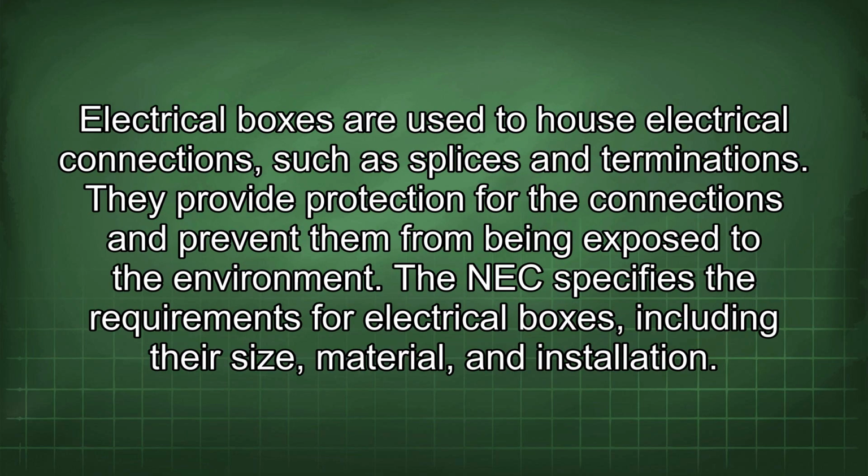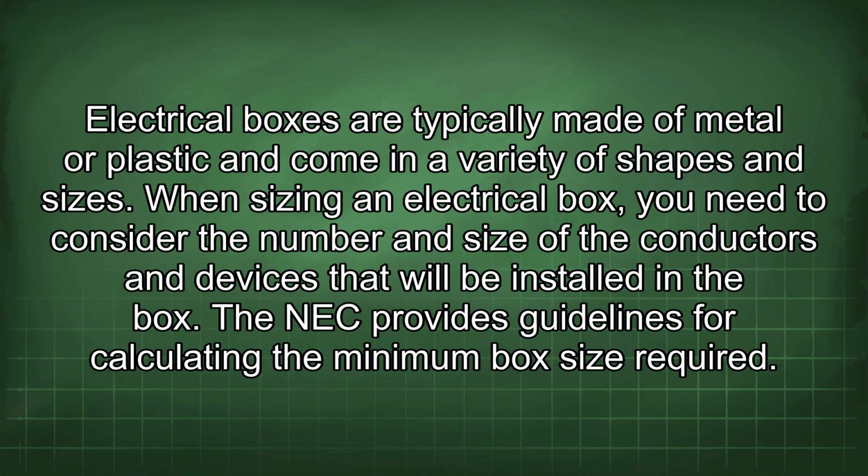Electrical boxes are used to house electrical connections, such as splices and terminations. They provide protection for the connections and prevent them from being exposed to the environment. The NEC specifies the requirements for electrical boxes, including the size, material, and installation. Electrical boxes are typically made of metal or plastic and come in a variety of shapes and sizes. When sizing an electrical box, you need to consider the number and size of the conductors and devices that will be installed in the box. The NEC provides guidelines for calculating the minimum box size required.